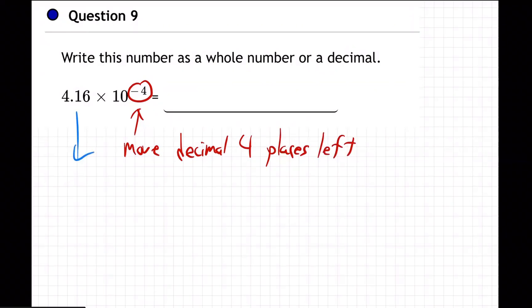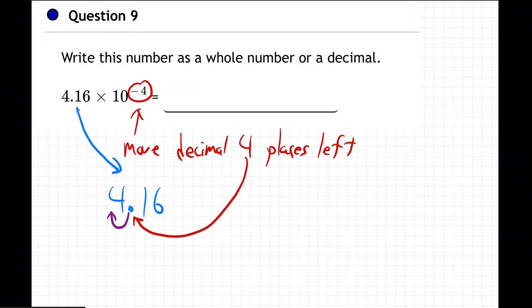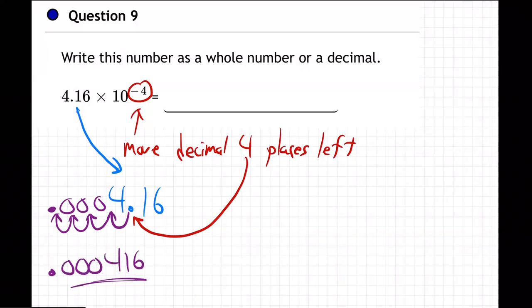So in other words, you take this number 4.16, and then you're supposed to move the decimal 4 places left. Ready? 1, and you're to the edge of the number. 2, 3, 4. So that's going to bring in zeros, and the decimal ends up right there. Does that make sense what just happened? So it ends up becoming 0.000416, and that's the answer to the question.